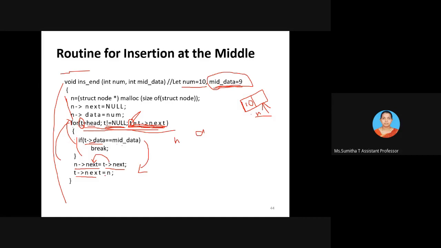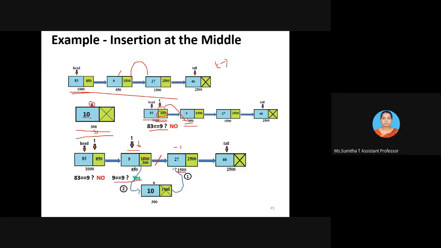Ma'am, actually, this is in the second iteration only, right? Yes. It is in the second only, that is assigned to the newly added node. That means the address of the second node comes to the next field of this newly added node, and this address is stored into the next field of the second node. This is the process happening here.